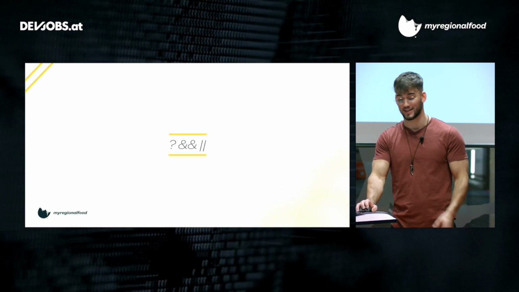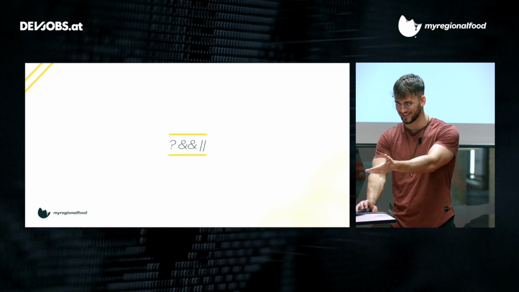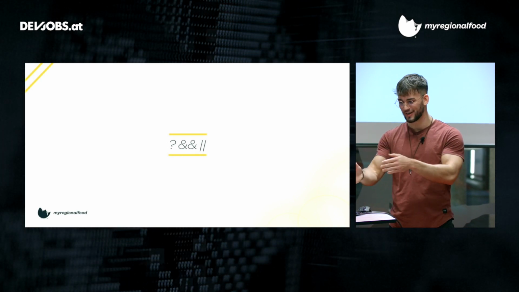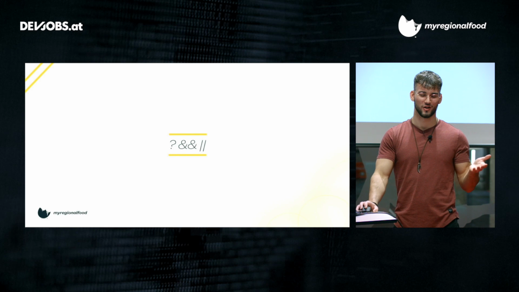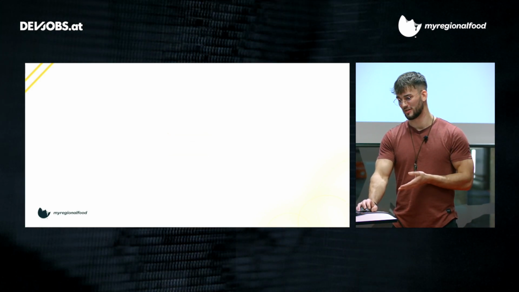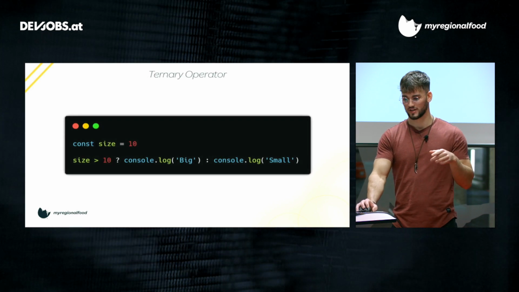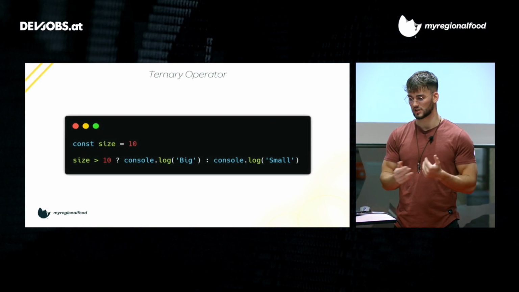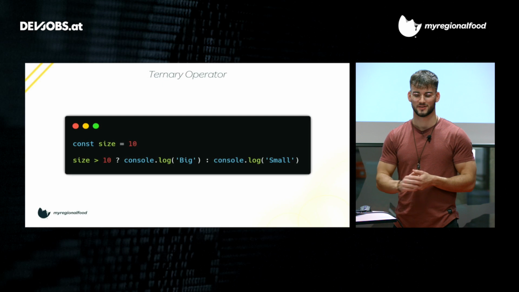The next one is not a curse word. It might look like it, but it's the ternary operator, the logical and, and the logical or operator. So the ternary operator, the question mark, you can use it to substitute the if statement.